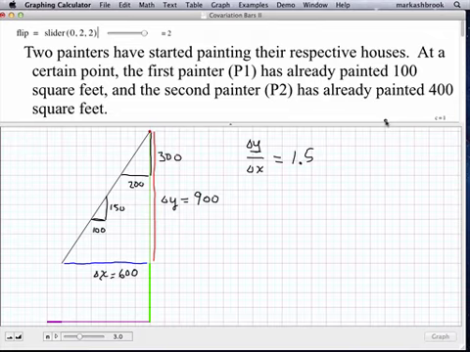So as long as it's always 1.5, you're going to get a straight line. And the inclination of that line, the steepness of the line, is showing how much faster painter 2 is painting than painter 1. 1.5 times as fast. No matter what delta x I take, my delta y will be 1.5 times that. As long as that stays constant, you'll get a constant slope. And that slope is 1.5.